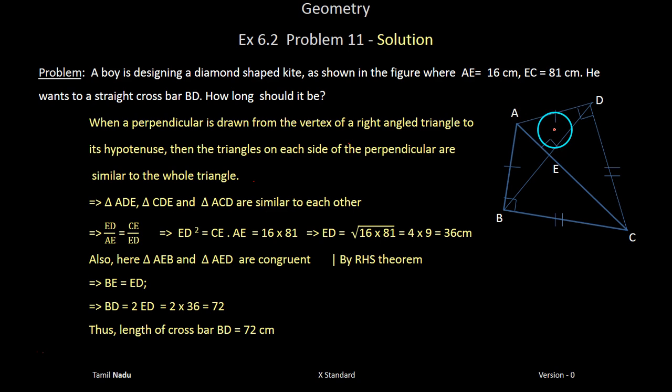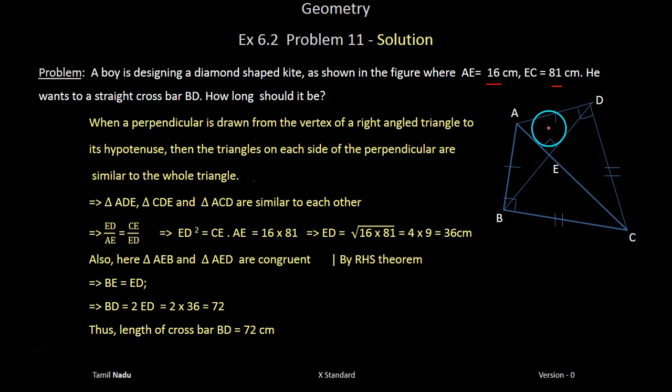Now let's take these two triangles, the smaller one and the bigger one. These two triangles are similar, so the ratio of the corresponding sides will be equal. Now let's do that. We know AE is given as 16 centimeter. I've missed marking it. Similarly, EC is given as 81 centimeter, and so we know these two sides, from which we should be able to calculate this side.